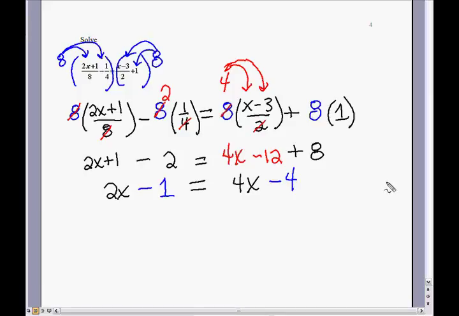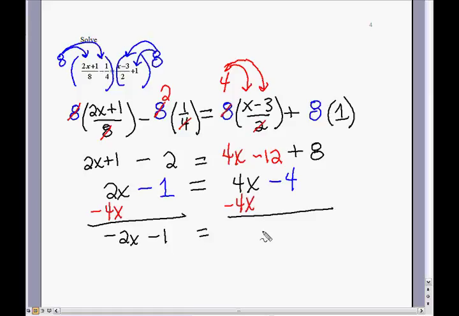In solving this equation, we have variables on both sides of the equation, so we need to combine like terms. Actually, it's not called combining like terms when the equal sign separates them. We actually get rid of one of them. Let's get rid of that 4x by adding a negative 4x to both sides of the equation. So on this side of the equation, we have negative 2x minus 1 equals, and on this side of the equation, we have negative 4.